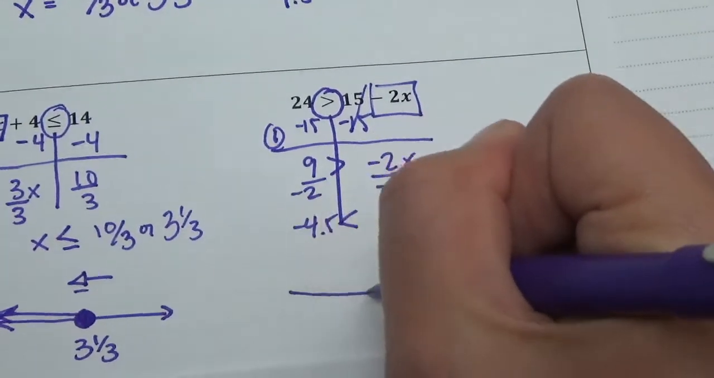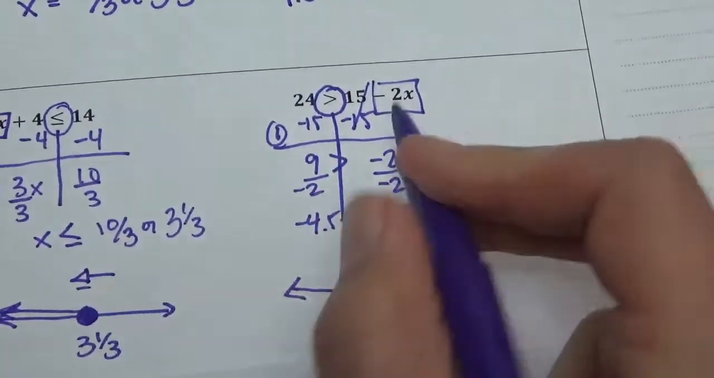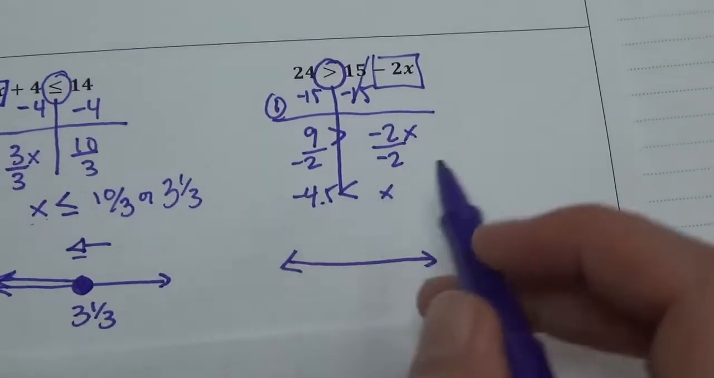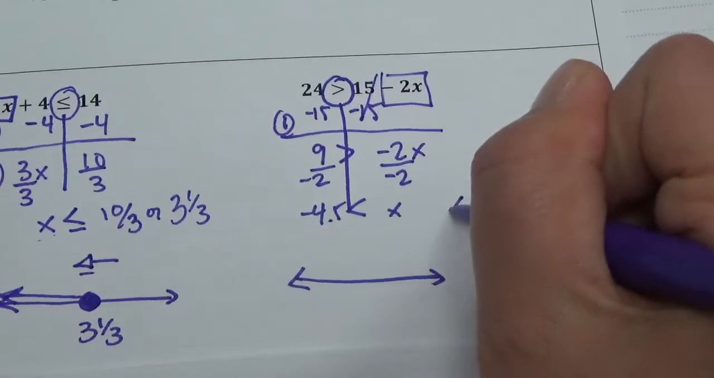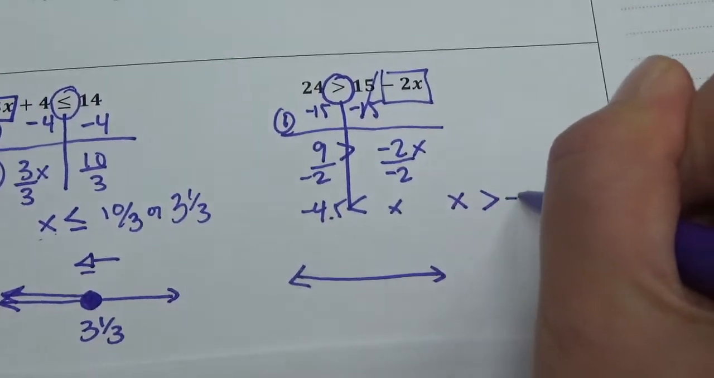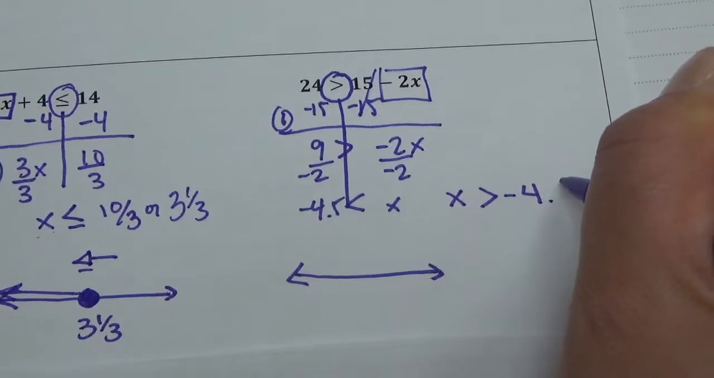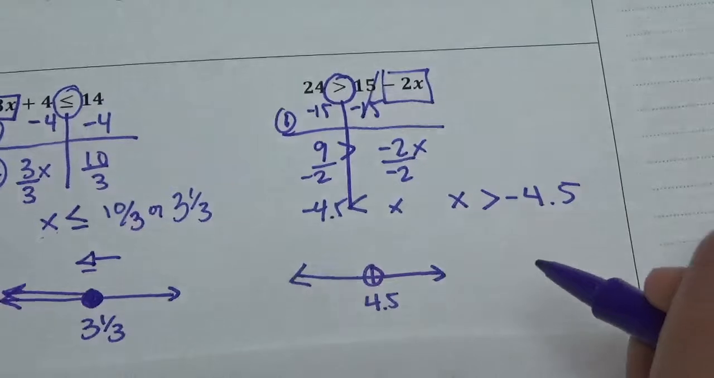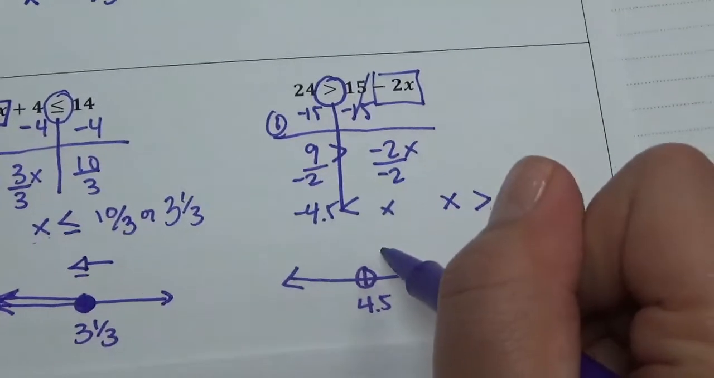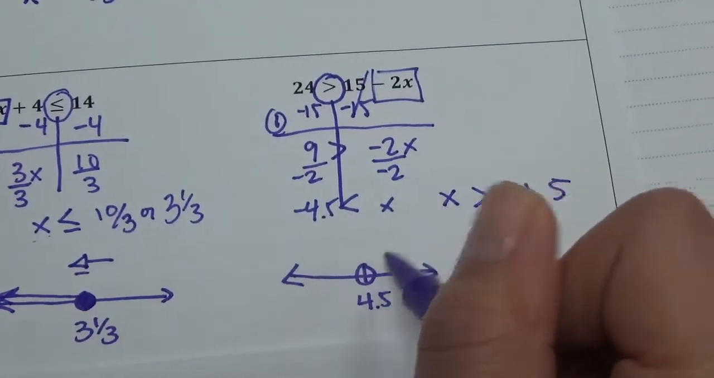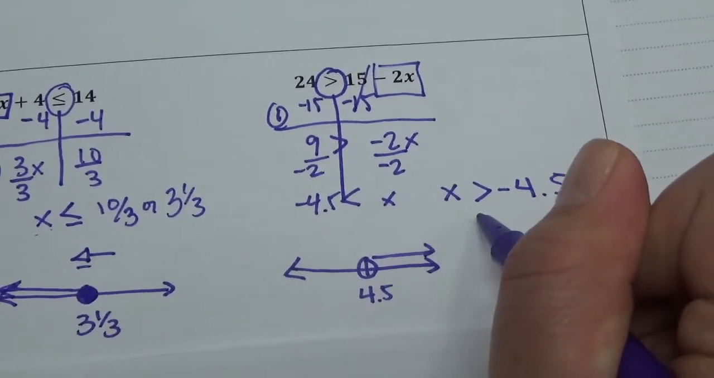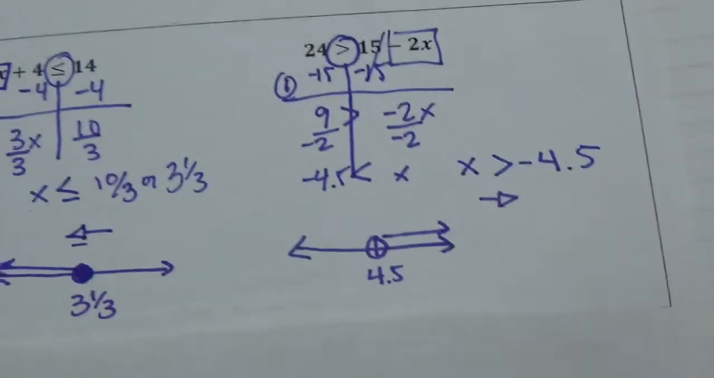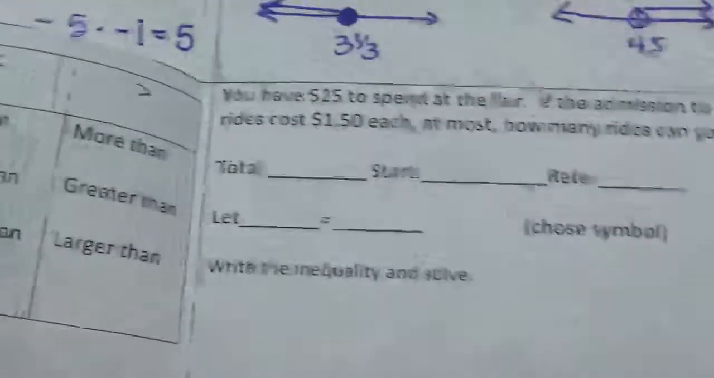And then this is kind of tricky because the x is on the other side. So if you want to use this little trick of the arrow, we have to make the x on the left-hand side. So x is greater than -4.5. So at -4.5, open circle, and x is everything greater. You can kind of see now that I've flipped it. Last part, writing inequalities.